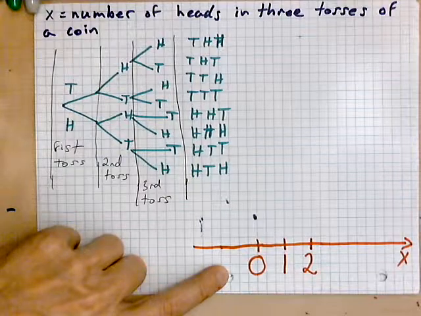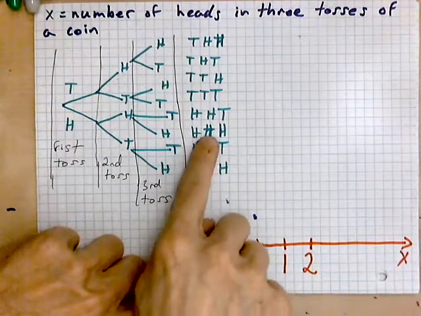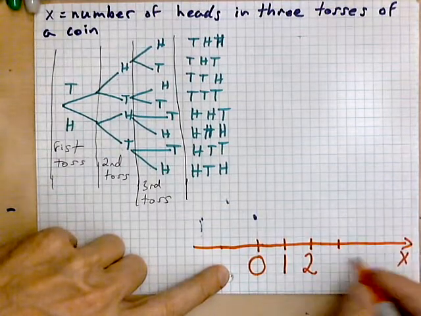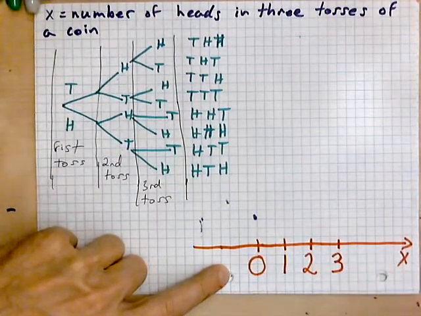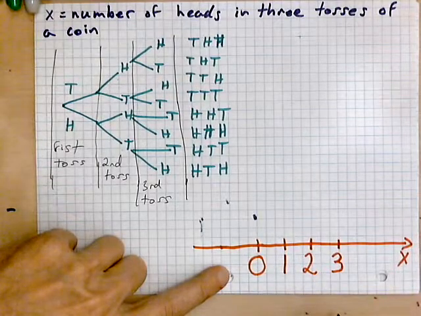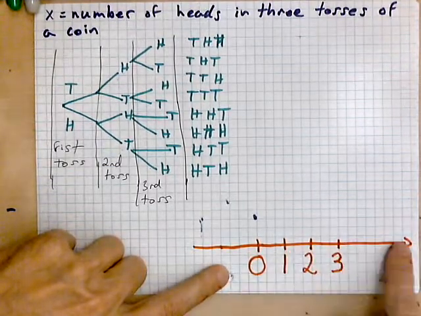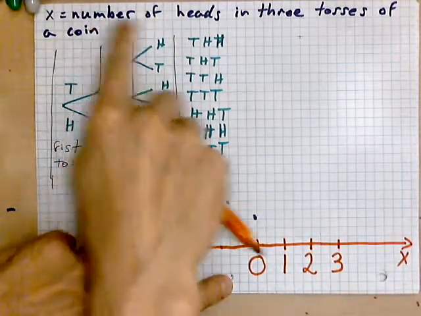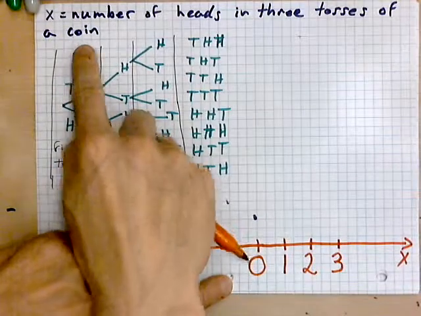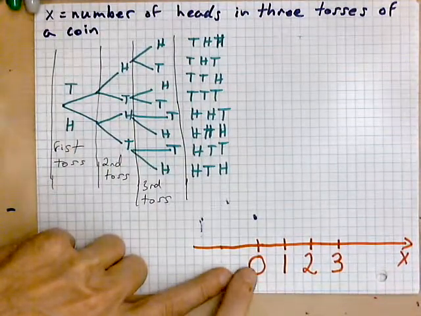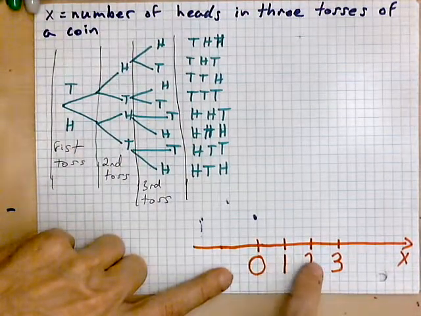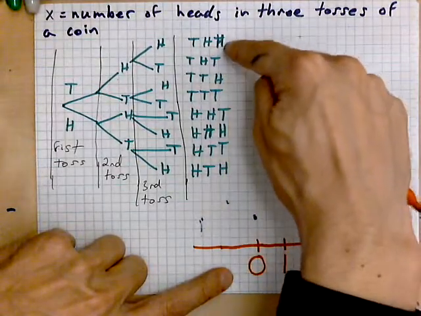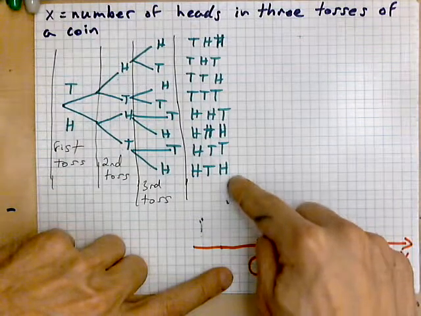And of course, you may have three heads, which means that 3 as the number of heads is another possible value. So x is the axis here, representing our variable. The variable is the number of heads in 3 tosses of a coin. These are the possible values taken by this variable: 0, 1, 2, or 3. And I got these simply by counting the number of H's in all the choices listed here.